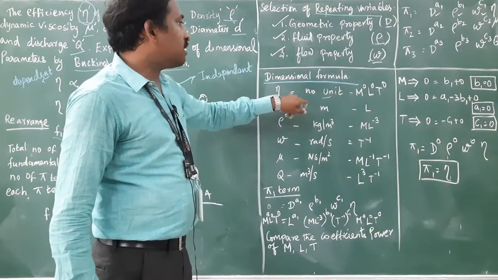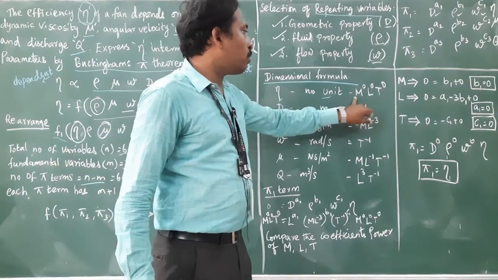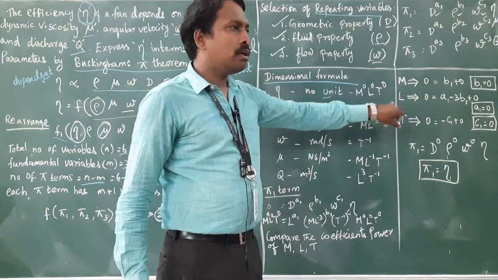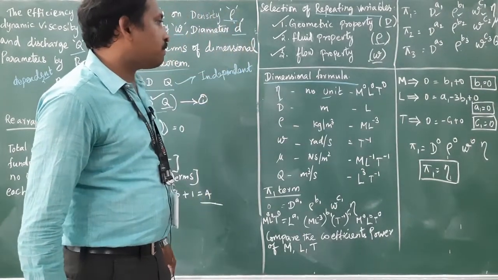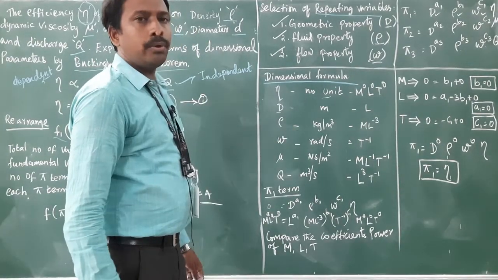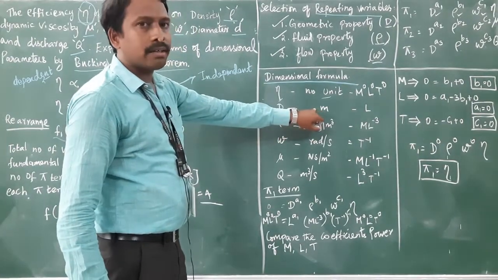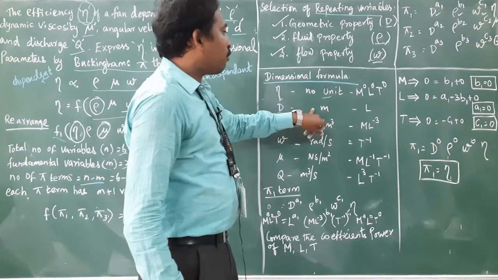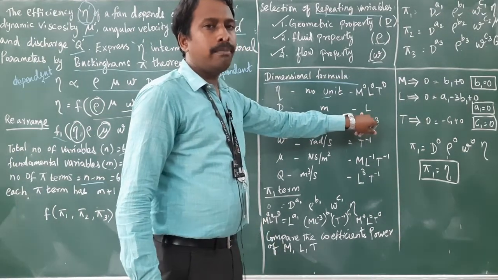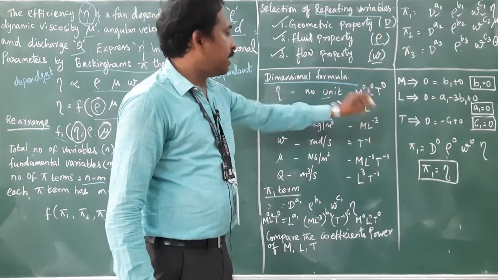So I am writing the power as no unit can be written as M power 0, L power 0 and T power 0. Next, diameter. The unit of diameter is meter. For meter, the dimensional formula is L. Meter means length, so L.